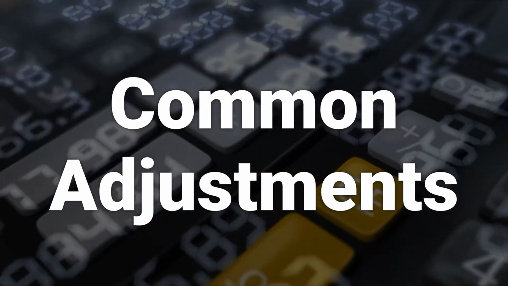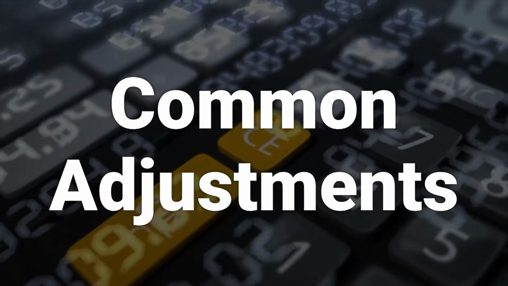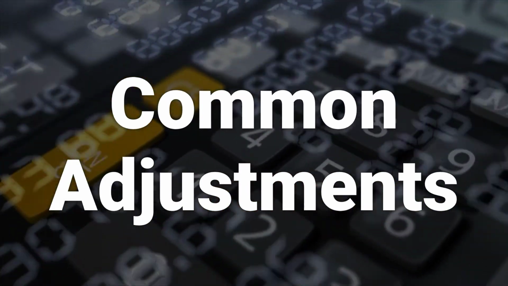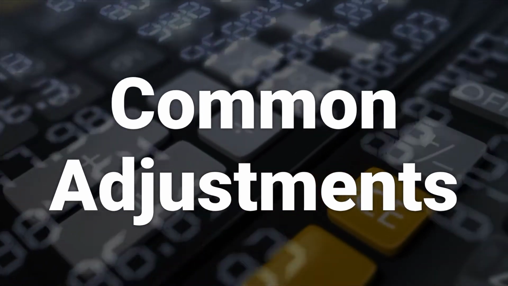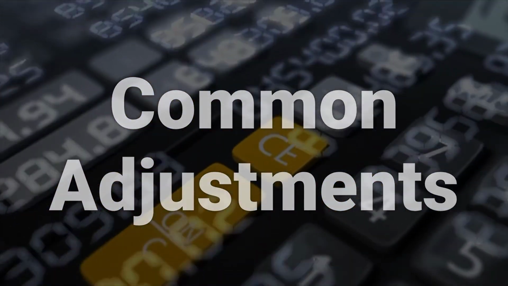The items subtracted from your gross income to calculate your AGI are referred to as adjustments to income, and you report them on Schedule 1 when you file your annual tax return. Some of the most common adjustments include business expenses, educator expenses, and contributions to retirement plans.